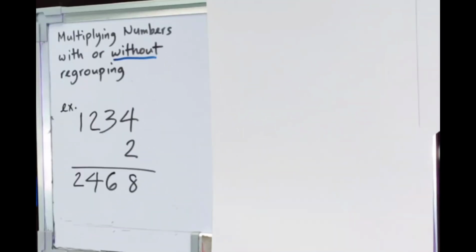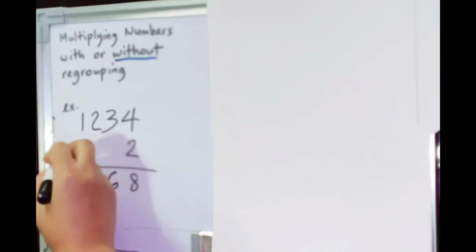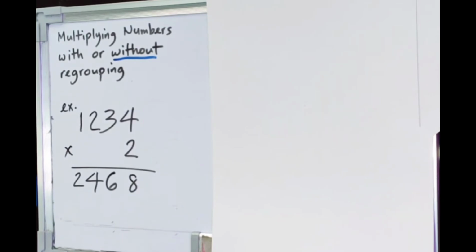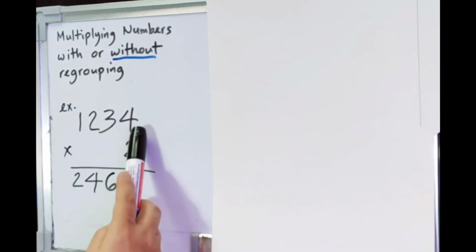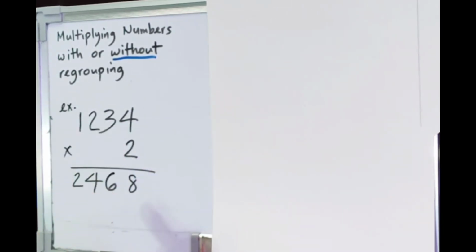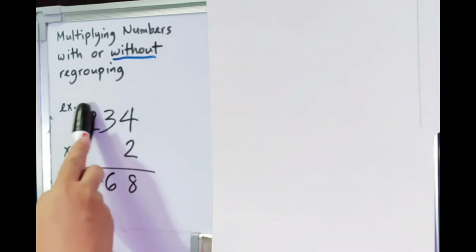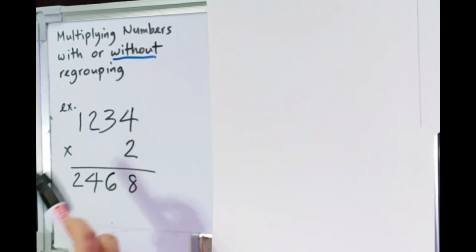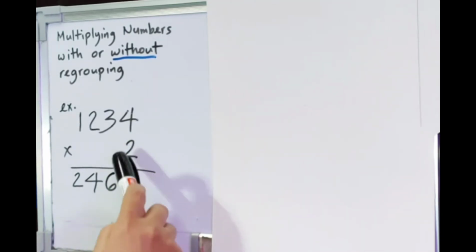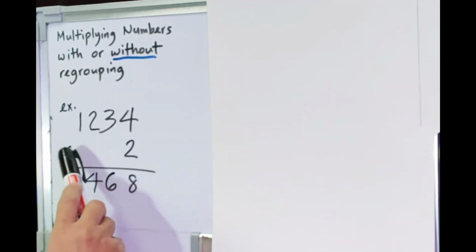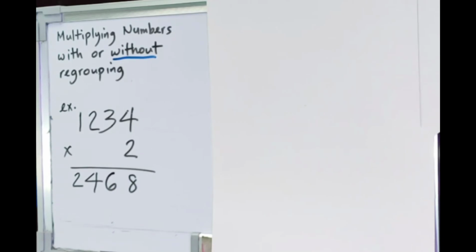Now, what if we have a 4-digit number multiplied by a 1-digit number? Same process. We just multiply each digit of this multiplicand by the multiplier. So we have 2 times 4, 8, 2 times 3, 6, 2 times 2, 4, 2 times 1, that's 2.